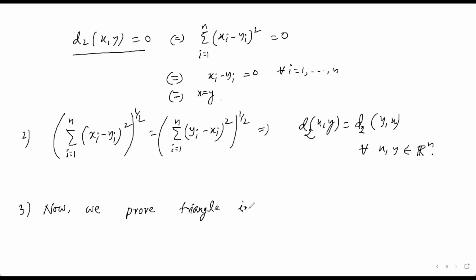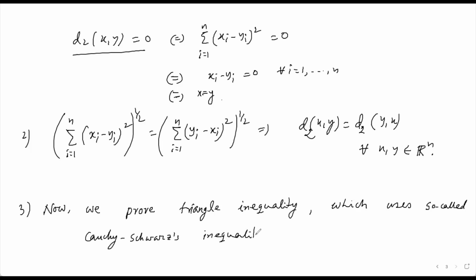Now for the triangle inequality, the third condition, we prove the triangle inequality. The proof of the triangle inequality relies on the so-called Cauchy-Schwarz inequality in Rn. So first we prove the Cauchy-Schwarz inequality in Rn. Let me state it as a theorem.